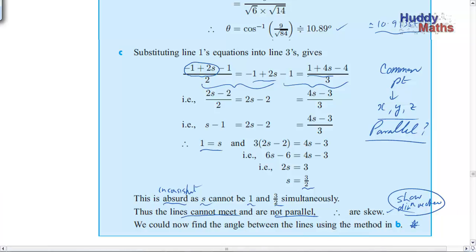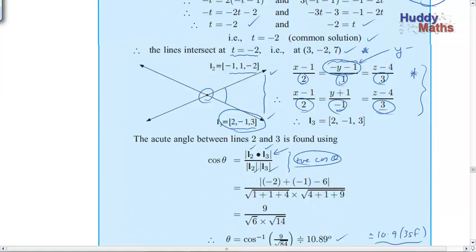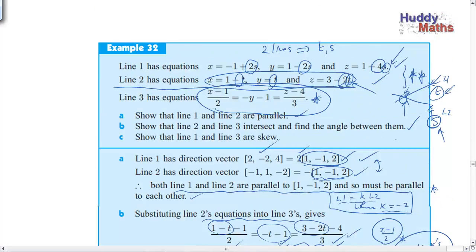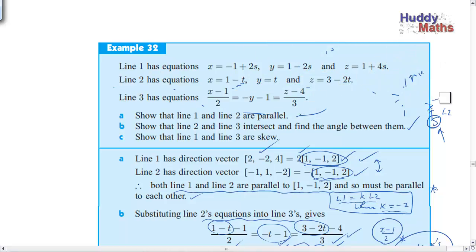Let's just go up and check there that the two aren't parallel. Show that line 1 and 3 are skew. It doesn't take much here. It's a big mess here, so we'll just get rid of some of this now and see if we can just do it. So here we go.